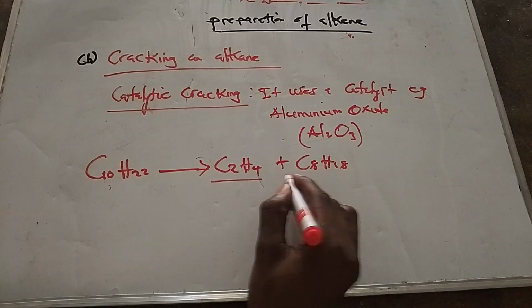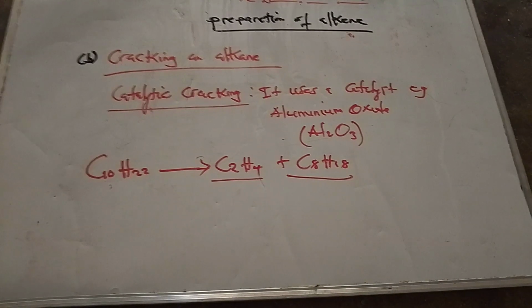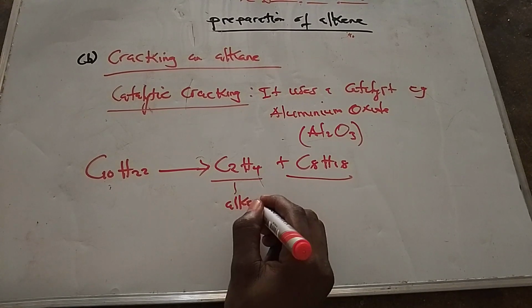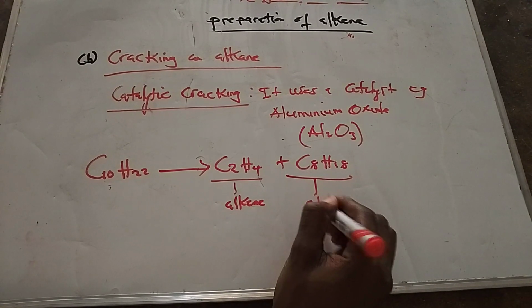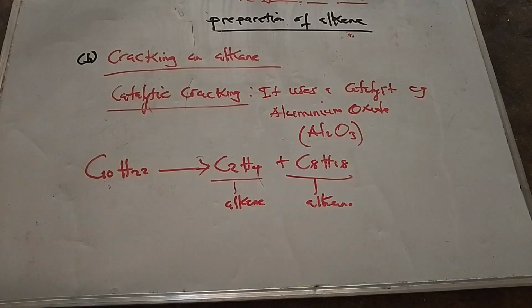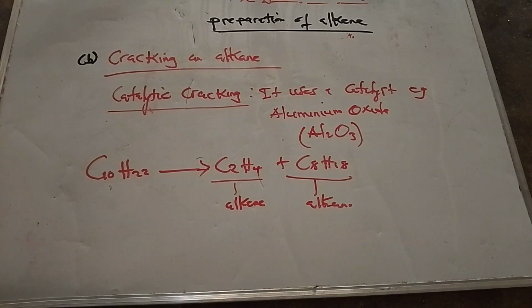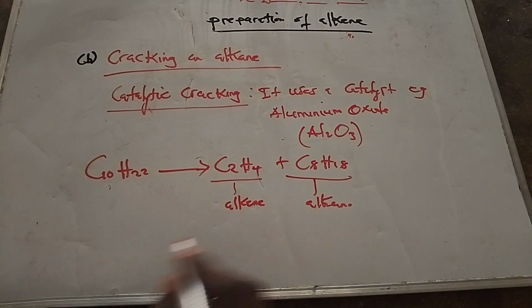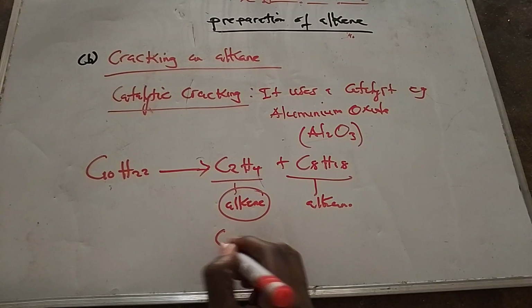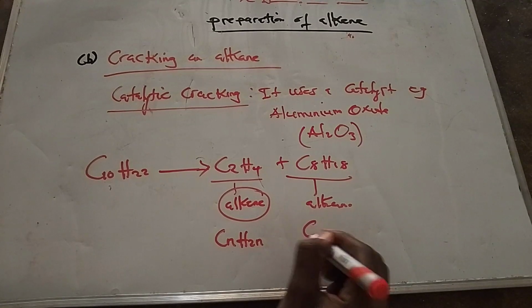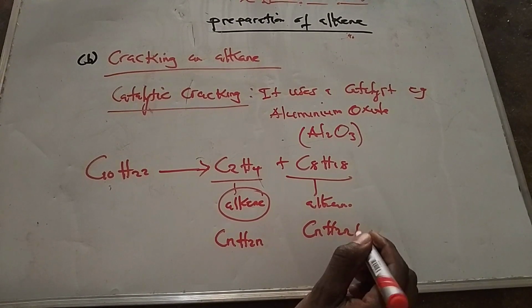So you need to understand how you are going to identify if this one is an alkene and this one is an alkane. For us to identify this, you need to think like someone who's in an exam. Logically, it happens like this. Alkenes have the formula CnH2n. Alkanes have the formula CnH2n plus 2.